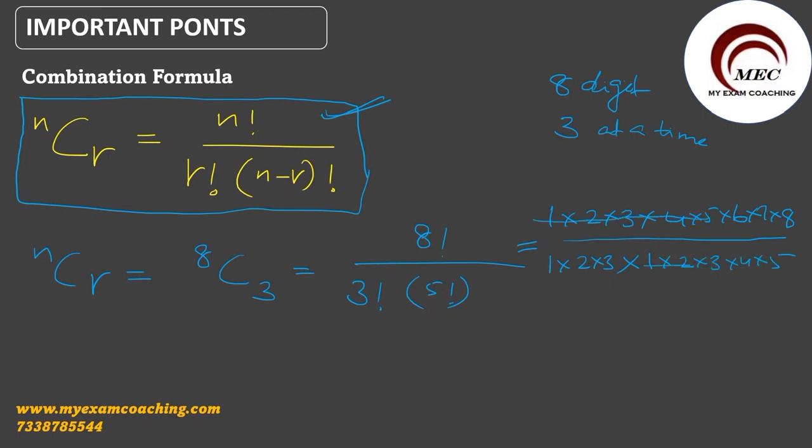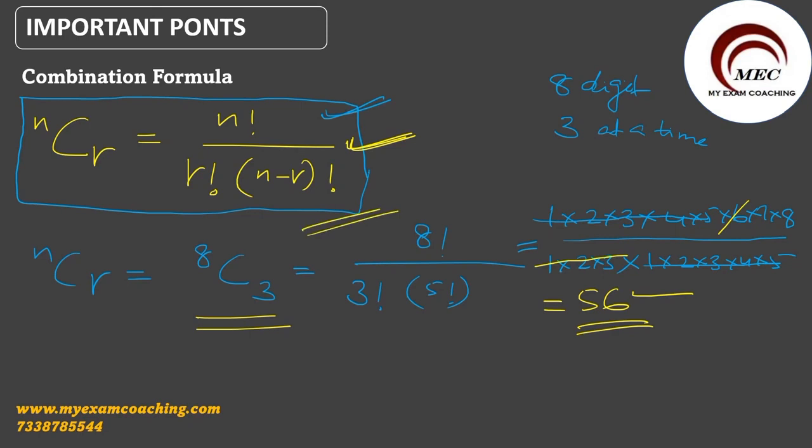First, here 1 2 3 4 5 is cancelled. Now what is left? Below, 1 into 2 into 3. So 1 into 2 is 2, 2 into 3 is 6. This 6 I can cancel with this 6. So what is left now? 7 into 8. 7 eights are 56. So we got the answer. nCr is equal to 8C3, which is equal to 56. So in 56 different ways we can do this arrangement. This is also a very important formula for our examination. Please note it.